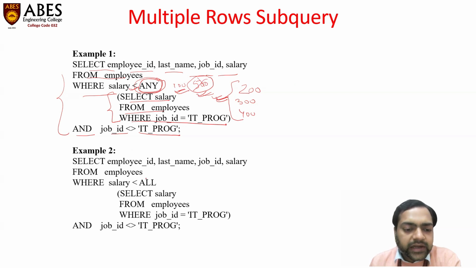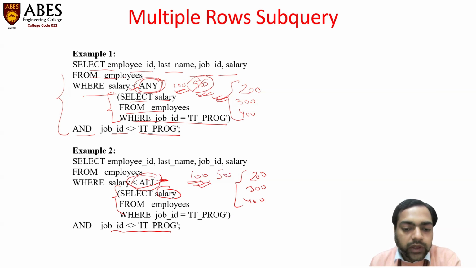And in the second case we have used the ALL operator. So what will it do? Let us take another example. Let us suppose we have got three values, 200, 300 and 400, after applying this inner query, and job ID is not equal to IT programming. Now it will check for less than all of these values. If we have a value of 100, will it be accepted? 100 is less than all of these values, so yes, this value will be accepted.